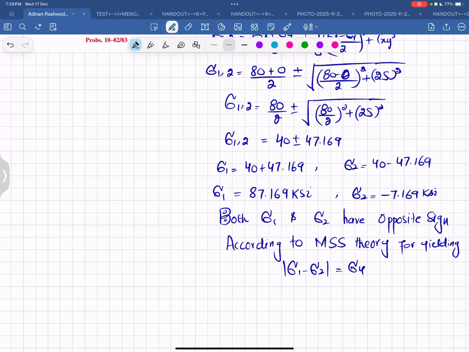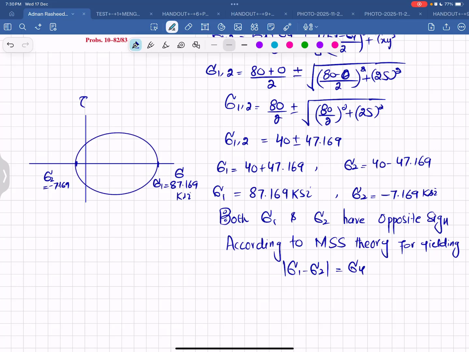I will show you here also if you want to draw the Mohr circle for this. So I will take two axes. On the x-axis you have normal stress, and on the y-axis you have shear stress. So sigma 1 is positive. Let's say this is sigma 1, which is equal to 87.169 ksi, and sigma 2 is negative, for example this is sigma 2, which is minus 7.169. If you draw the Mohr circle between these two points, I will roughly draw it, it will be like this. Clear? This will be the Mohr circle.